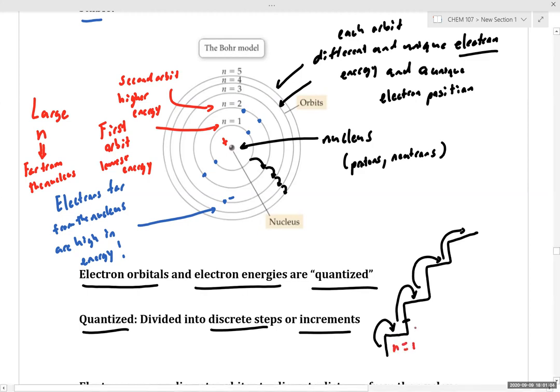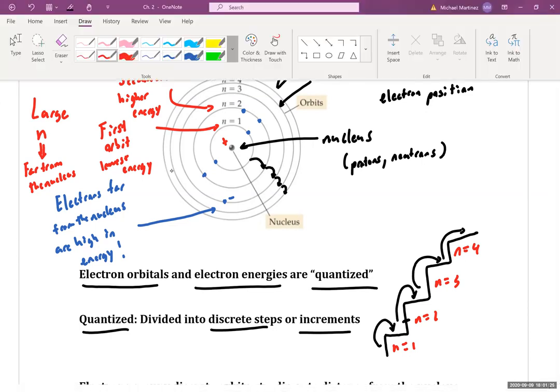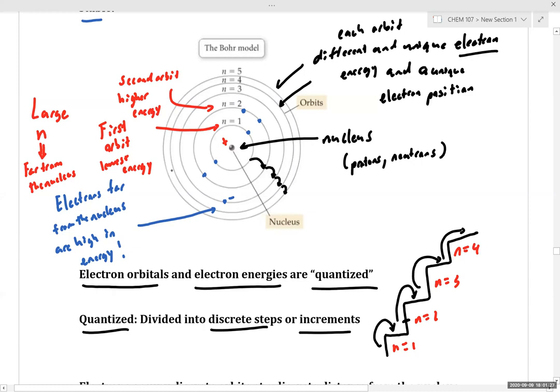So just like steps in a set of stairs, we can only occupy discrete orbits with a defined value of n, with a defined discrete energy. Does this make sense to everyone? Any questions on this idea? You'll see n again in our future models.